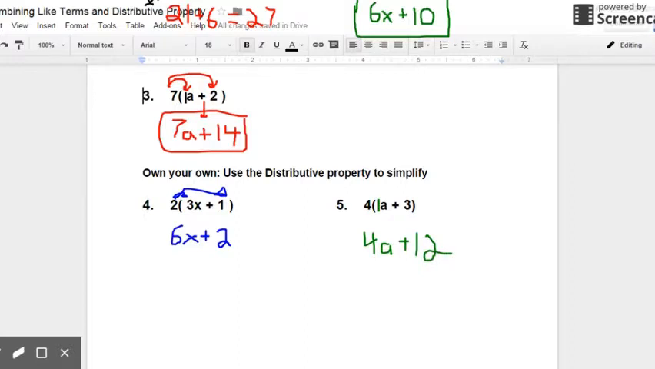If you didn't get one of these answers, please raise your hand so I can come by and see what you did. The distributive property is a very important property, not just for this year, but for years to come. All right, so go ahead and move on to the second video, where we talk about combining like terms.